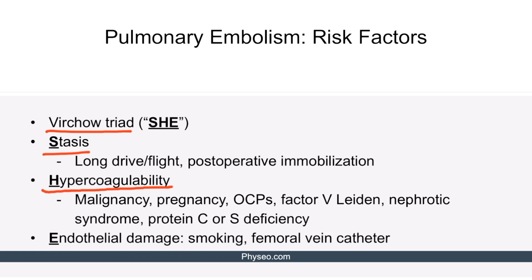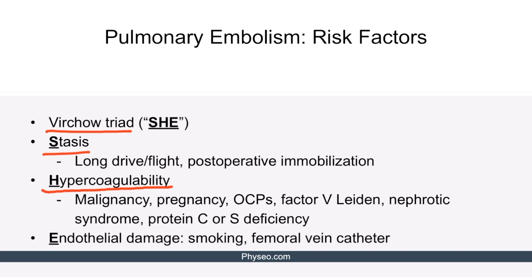Factor V Leiden is the most common inherited cause of hypercoagulability. It is caused by resistance of factor V to cleavage by activated protein C. Nephrotic syndrome is an acquired prothrombotic state due to urinary loss of antithrombin 3. Antithrombin 3 primarily inactivates factors 2A and 10A. Antithrombin 3 deficiency disinhibits factors 2A and 10A, predisposing the patient to venous thromboembolism.